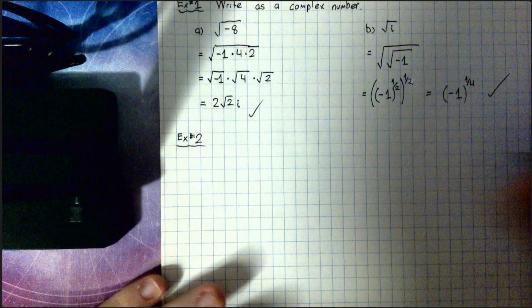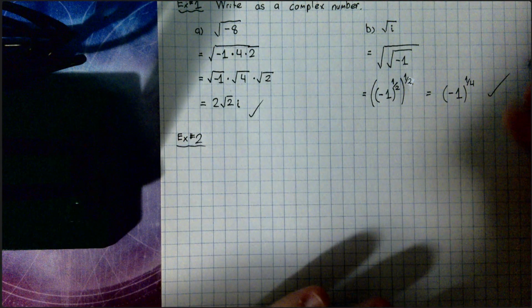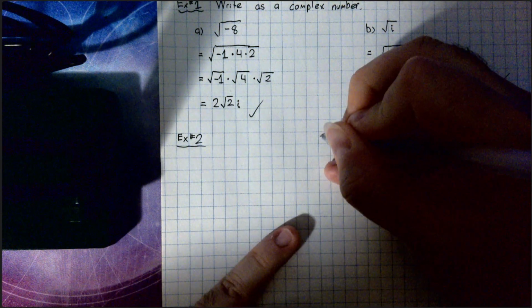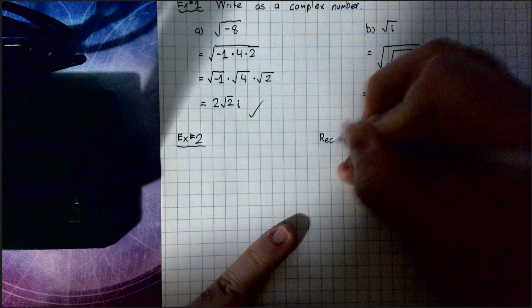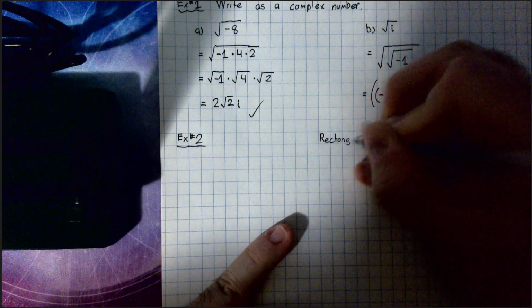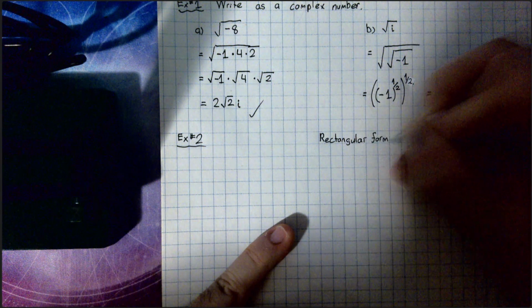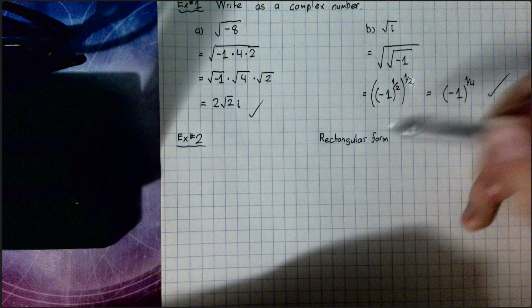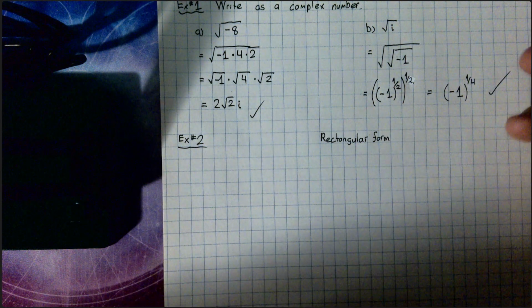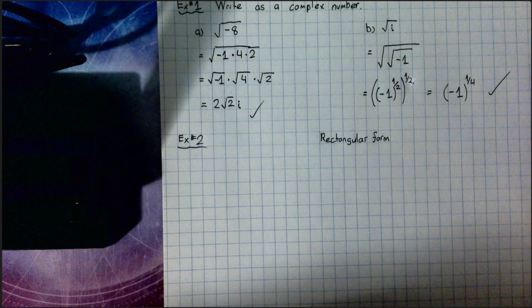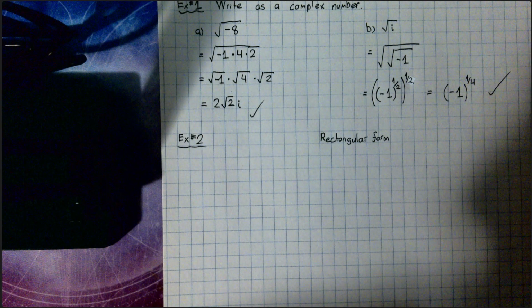So for example 2, before we actually get into the question itself, we need to write two things. The first thing is just keeping in mind that we can express complex numbers in two forms, rectangular form and polar form. We're not going to be touching polar form yet. We're going to be doing that later in the course after we finish trigonometry.